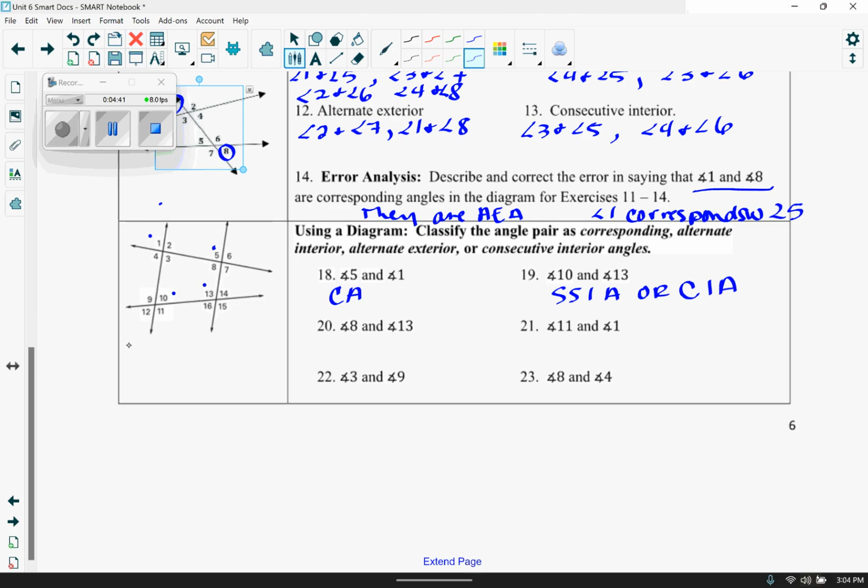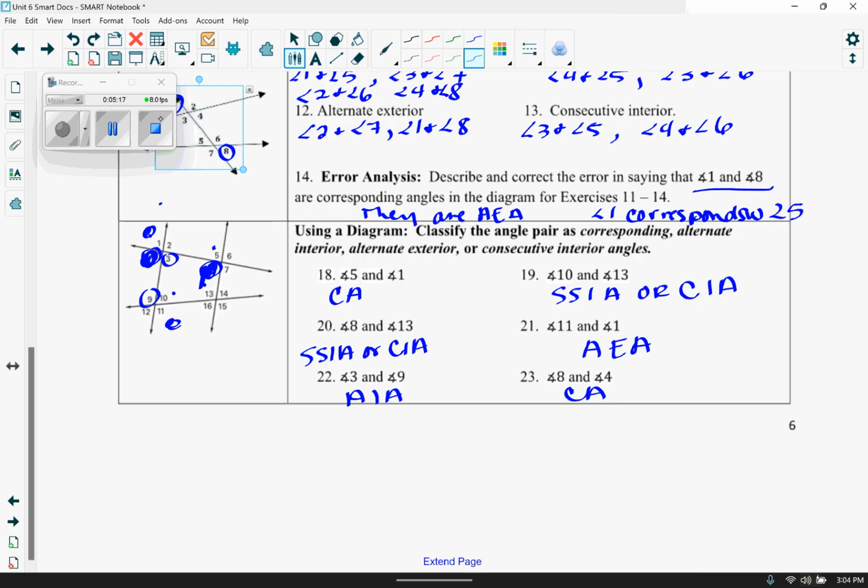8 and 13. That would be these two. They're also SSIA or CIA. 11 and 1. Here's 11, here's 1. Those are alternate exterior angles. 3 and 9. Here's 3 and 9. Alternate interior angles. And 8 and 4. Here's 8 and 4. So 4 and 8 are going to be corresponding angles.